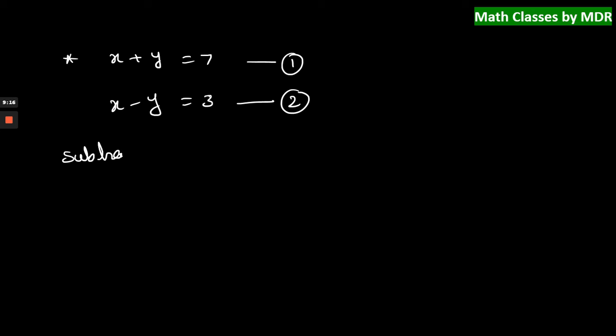So when you have x plus y is equal to 7 and x minus y is equal to 3, this is equation 1 and this is equation 2. See here, the y coefficients have opposite signs, plus and minus. So we have to do the subtraction to keep the y values and to eliminate the x values. We have to subtract one from the other. Subtract equation 2 from equation 1.